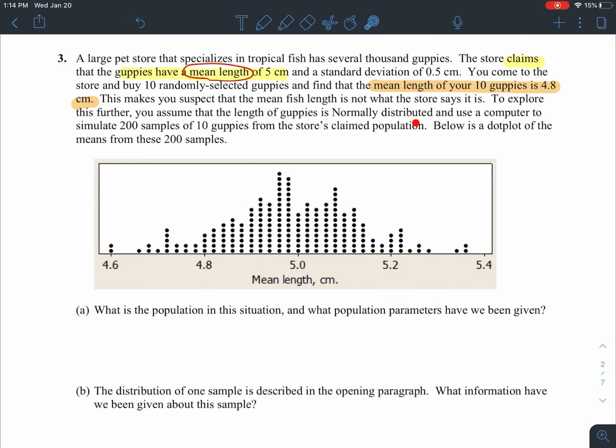It says you assume that the length of the guppies is normally distributed, and you use a computer to simulate 20 samples of taking 10 guppies. So again, each of these dots that you're seeing represents you averaging together the length of the 10 guppies for one sample. Okay, and there are 200 dots here in this dot plot.